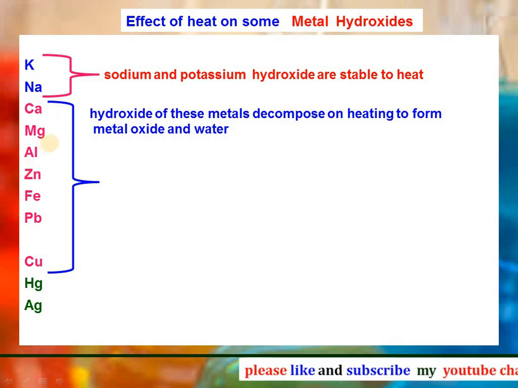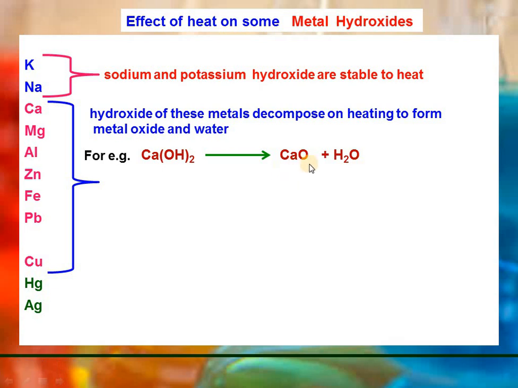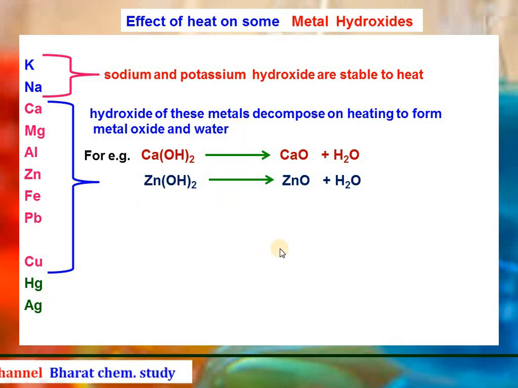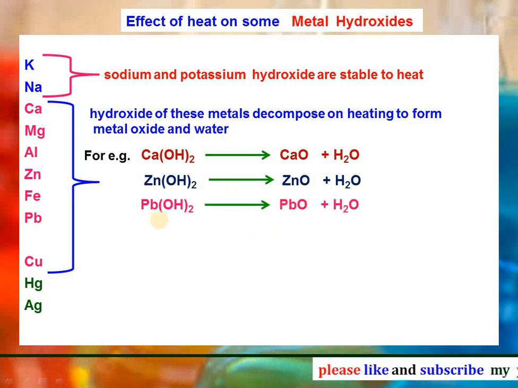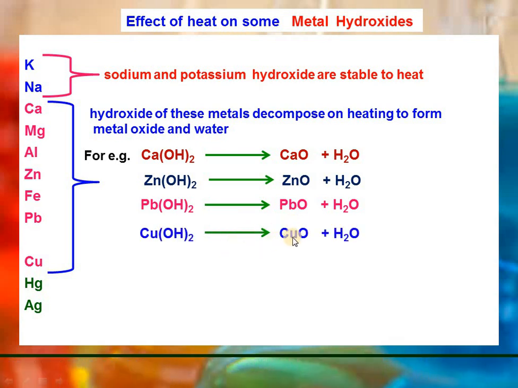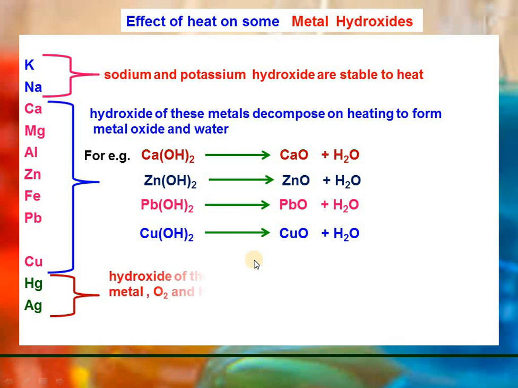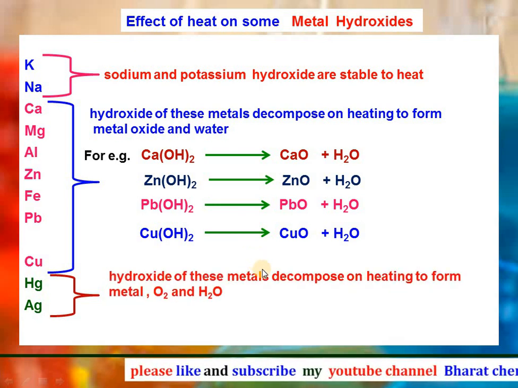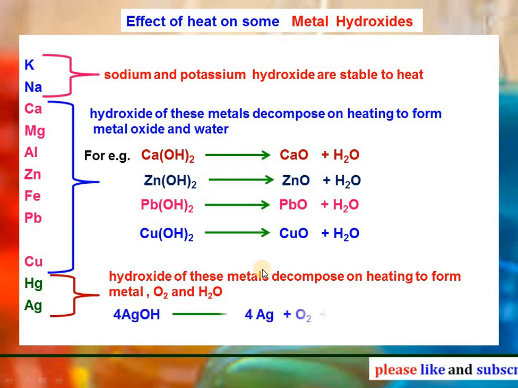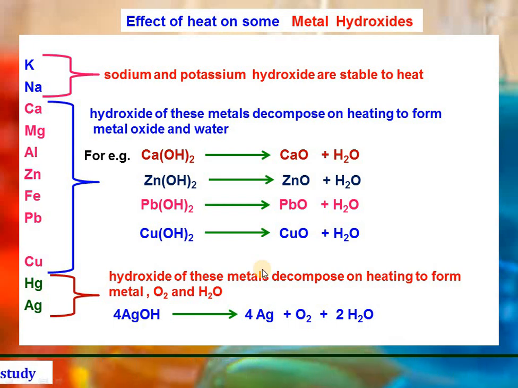So we know that when we heat calcium hydroxide, it will decompose on heating to give its oxide, that is calcium oxide, and water. Similarly, zinc hydroxide on heating decomposes to give zinc oxide and water, and lead hydroxide on heating gives lead oxide and water. Further, copper hydroxide also decomposes on heating to give copper oxide plus water. But the metal hydroxides of silver and mercury decompose on heating to form metal instead of metal oxide. They give metal plus oxygen gas and water. So the equation can be written as silver hydroxide on decomposing gives silver plus oxygen plus water.